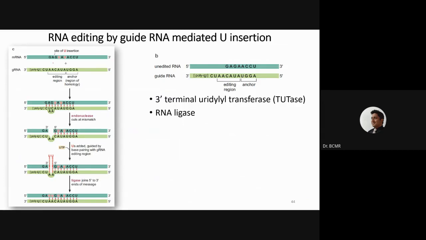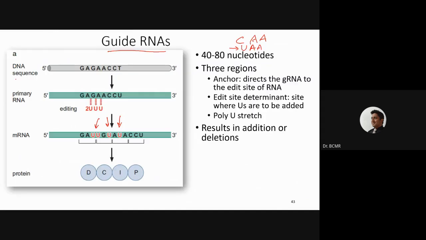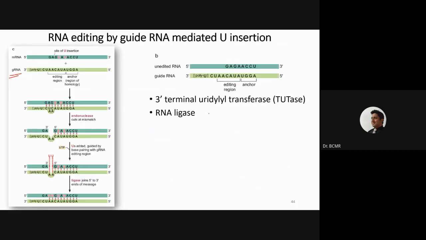So how insertion happens is it requires something called a guide RNA. Guide RNAs are somewhere around 40 nucleotides. They have three different sites. One is called the anchor region, to go and bind to a certain region. Then you have the ability to find out which site should be edited, that is the edit site determinant. And there is a poly-U stretch. Those are typically the three things. It can result in addition or deletion, depending on the specific example.